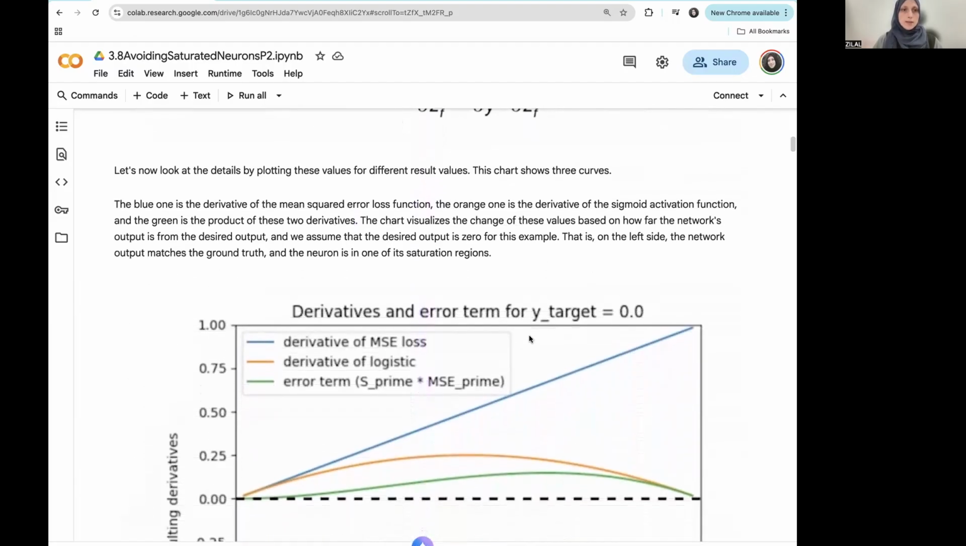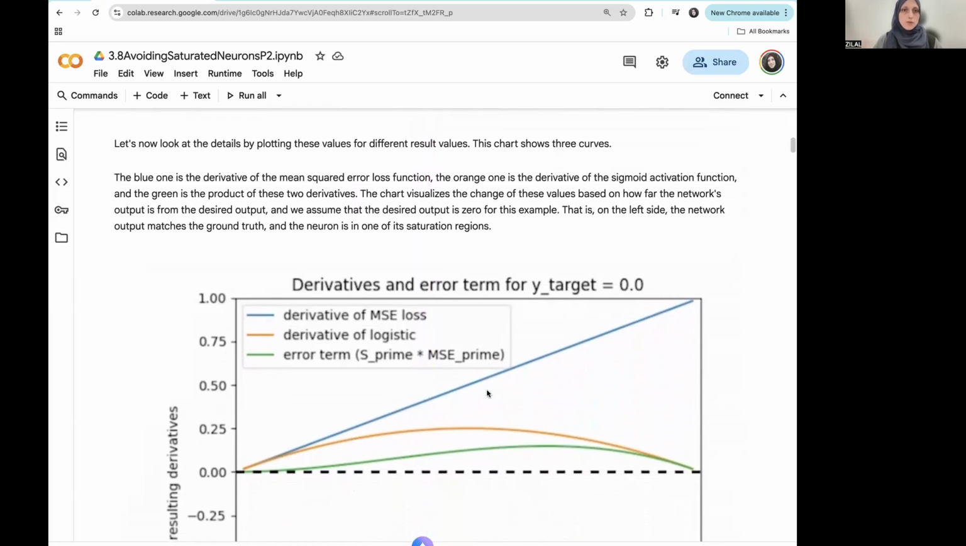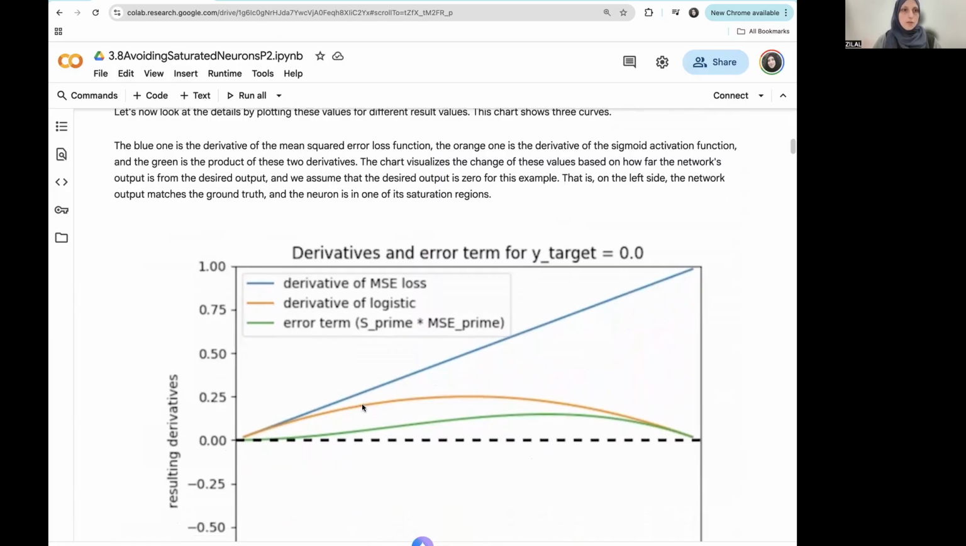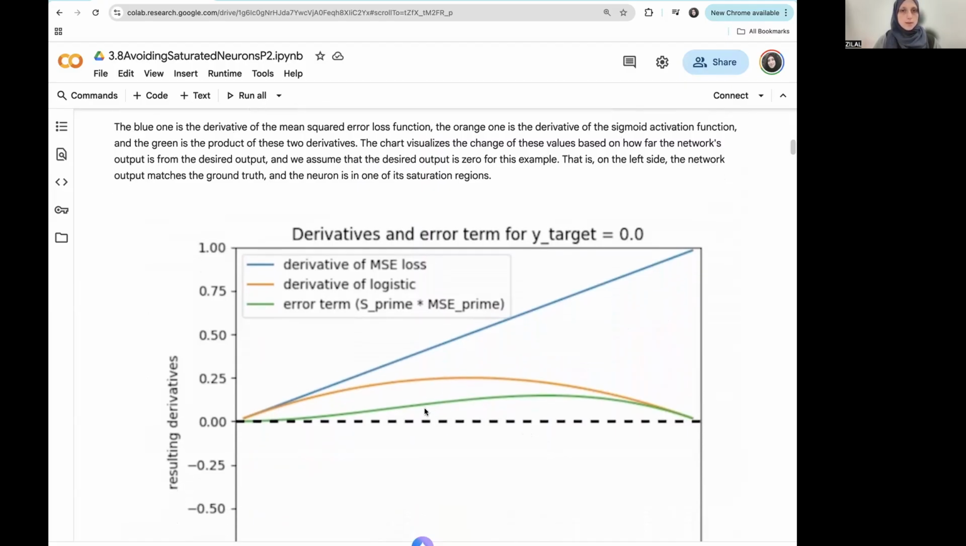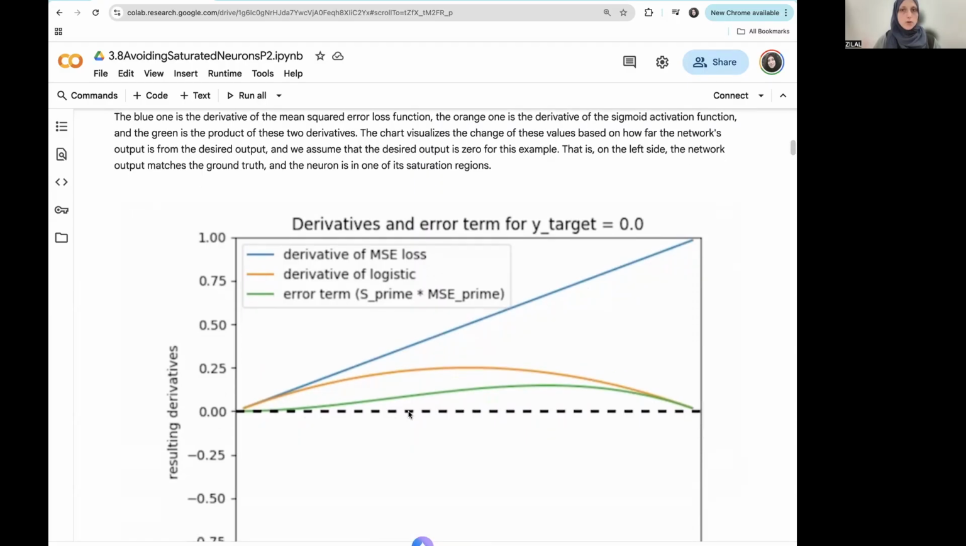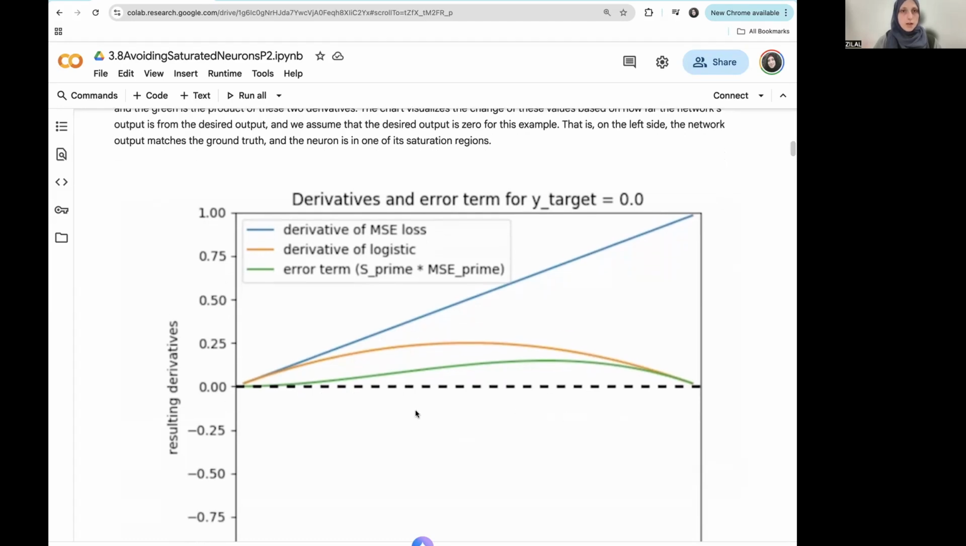Now let's look at the details by plotting these values for different output values. This chart shows 3 curves. The blue one is the derivative of the mean squared error loss function. The orange one is the derivative of the sigmoid activation function, and the green is the product of these 2 derivatives. The chart visualizes the change of these values based on how far the network's output is from the desired output. We assume that the desired output is 0 for this example.